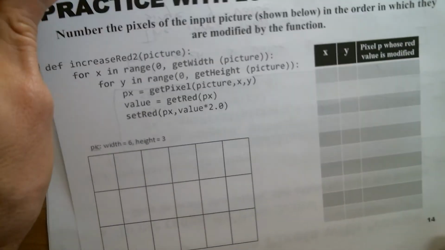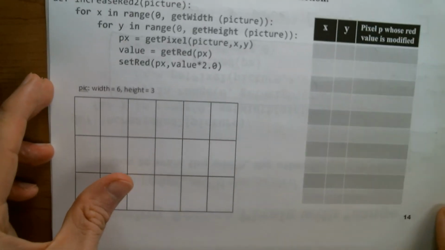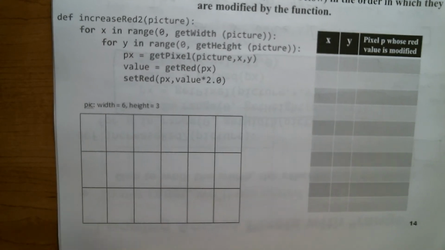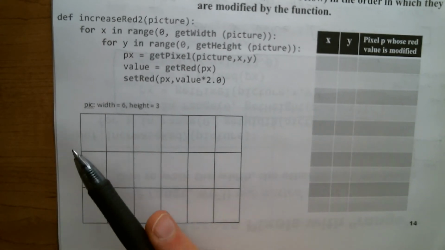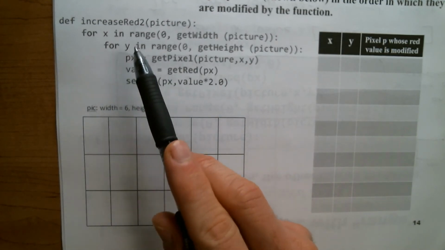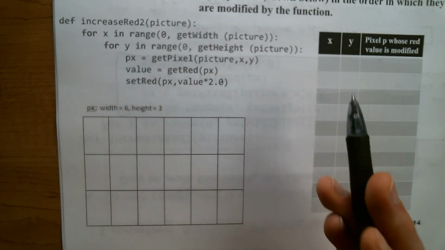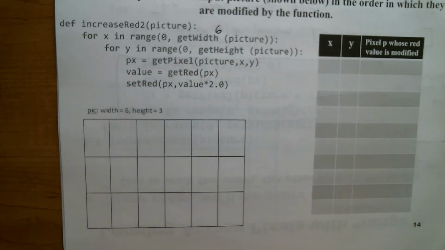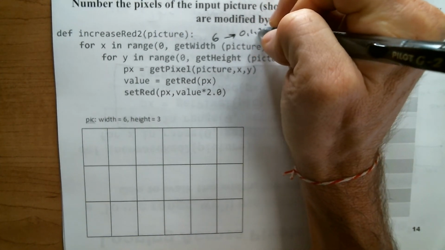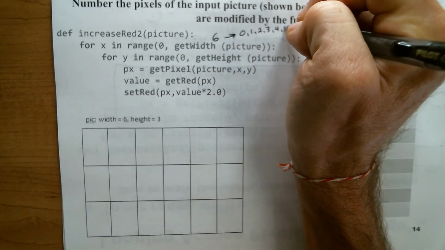All right, so let's look at another example here. It's actually a similar example, but we're going to make it a little more concrete. Here's our imaginary picture that has a width of 6 and a height of 3. You can think of each of these boxes as an individual pixel. So we've got our function here, x in range, 0, getWidth. getWidth is going to be 6, which is going to give us 0, 1, 2, 3, 4, and 5.